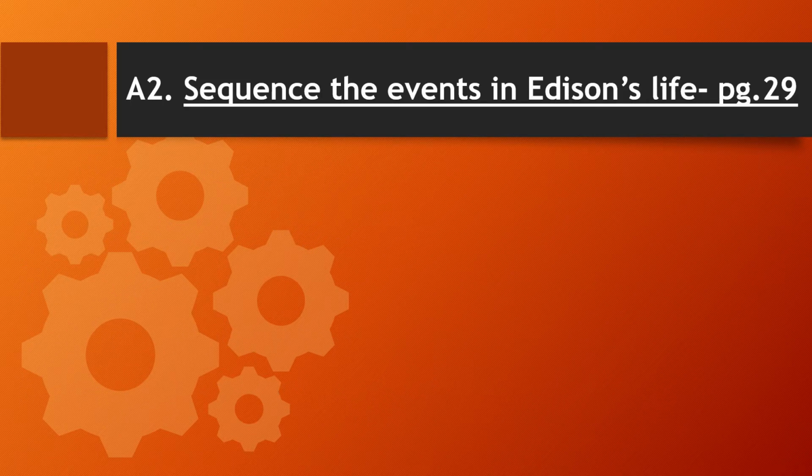The next exercise on page 21 is A2. It says, sequence the events in Edison's life. Now children, if you see this exercise, there are 6 statements given to us and there are bullet points. There are no numbers given. We have to add numbers to those statements in the sequence in which it happened in Edison's life. So let us go ahead and first read the statements.